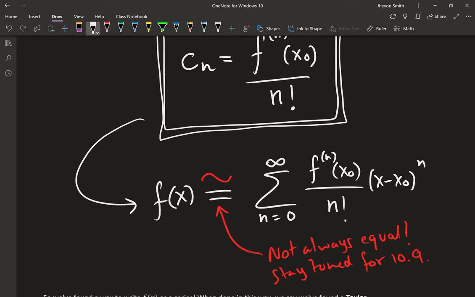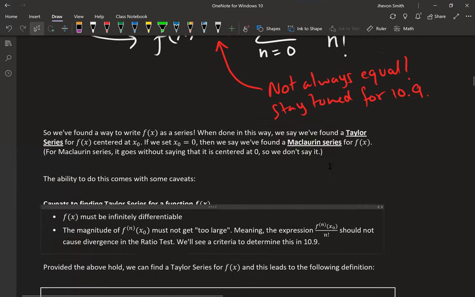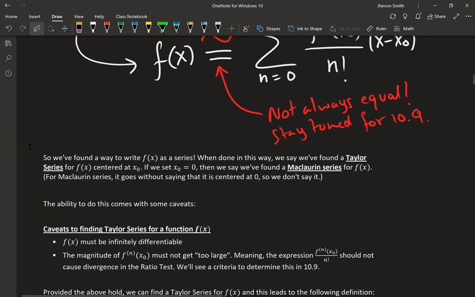However, this seems like a very naive and promising way. Wait for the next exciting episode of 212. We'll get to that later on, but for now, this seems like a very promising thing. This leads to what we call the Taylor series. That's what this is called: the Taylor series for the function f of x.